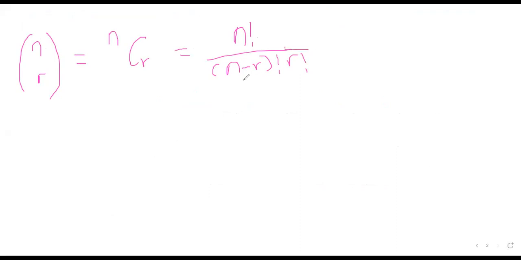Now what's this? Factorial is simply you multiplying a number backwards. For instance, 4 factorial is simply what? 4 times 3 times 2 times 1. This will give you 24. 0 factorial is 1.